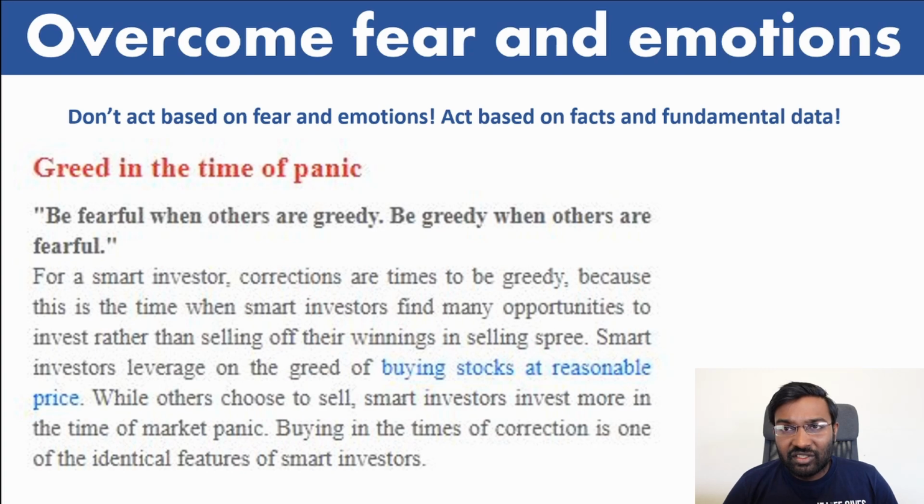And the second one is we have to overcome our fear and emotions, because if we see 20%, 30%, 40%, 50% drops, especially if you are invested in small caps or mid caps, the pain is going to be much more severe. You are going to see a 20, 30, 40% correction. So it's natural that we'll encounter some fear and emotions. But you should never act based on fear and emotions. We should always act based on facts and fundamental data. So that's a key thing.